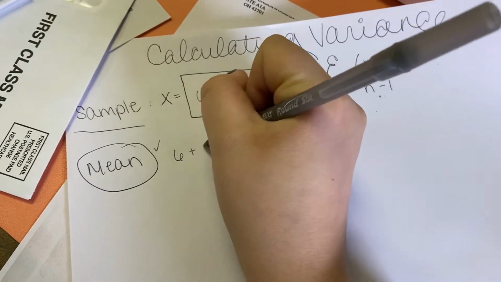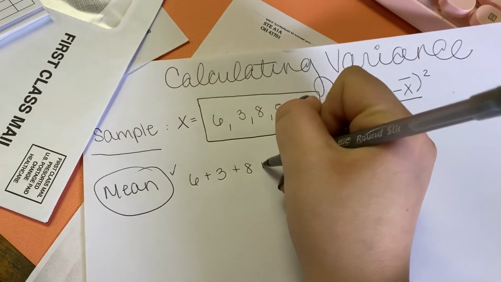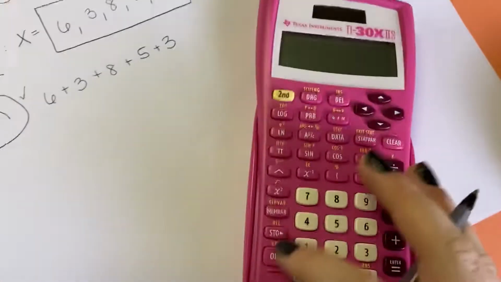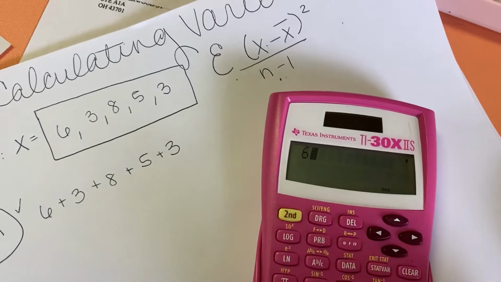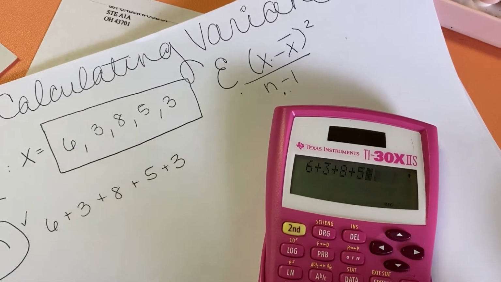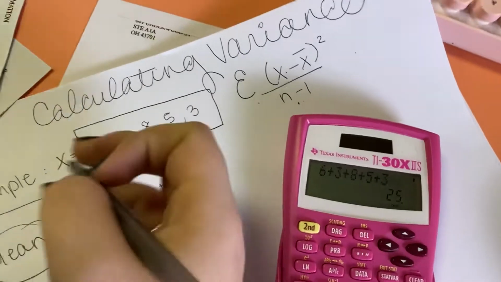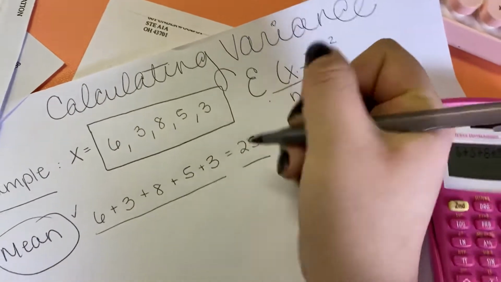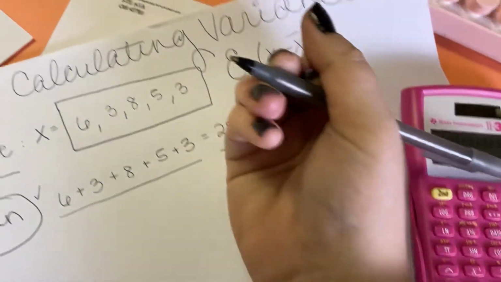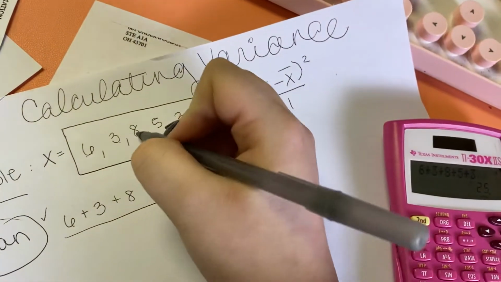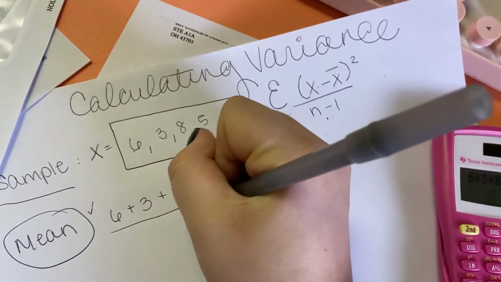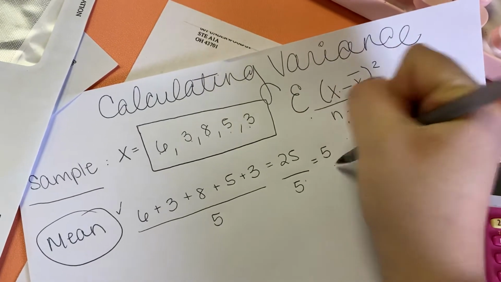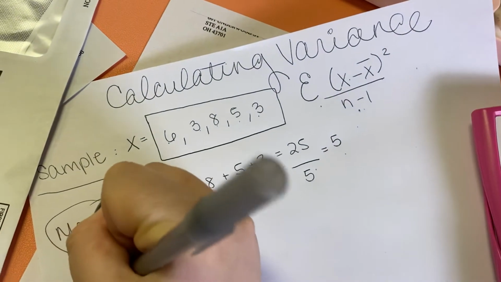So we're going to do 6 plus 3 plus 8 plus 5 plus 3. I'll go ahead and plug that into my calculator. That's 25. And to find the mean, we divide the sum of all the numbers by how many numbers there are. So we have 1, 2, 3, 4, 5 x values. I'm going to put 5 on the bottom. So the mean is 25 divided by 5, which is 5. So mean equals 5.